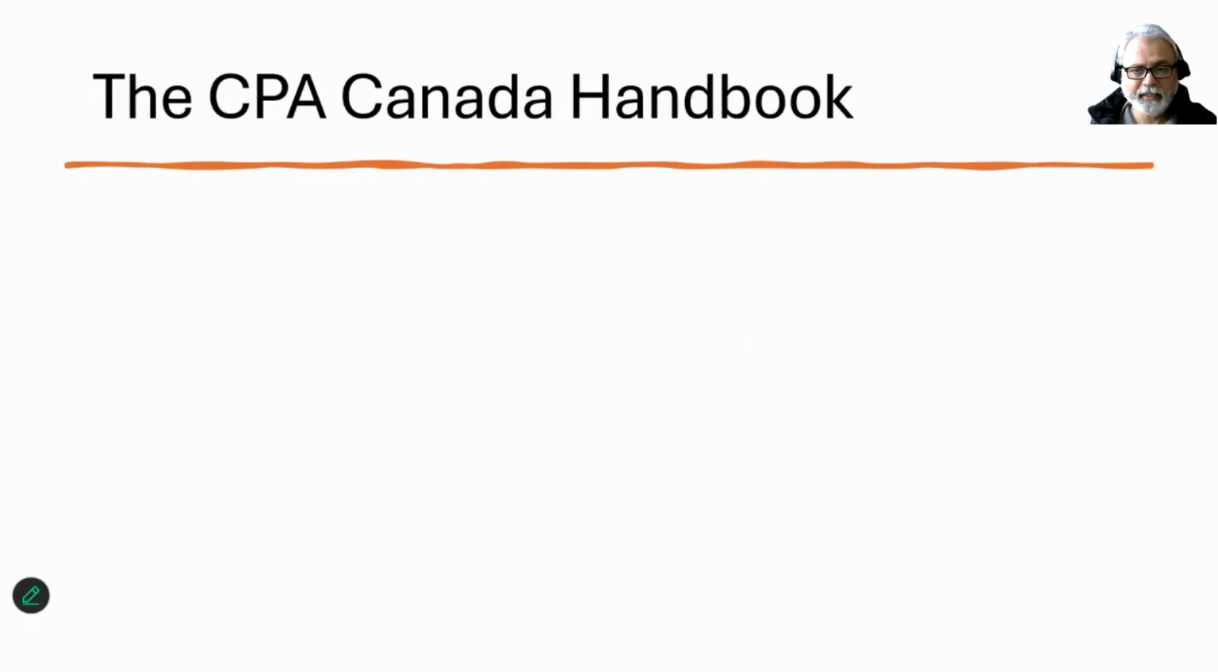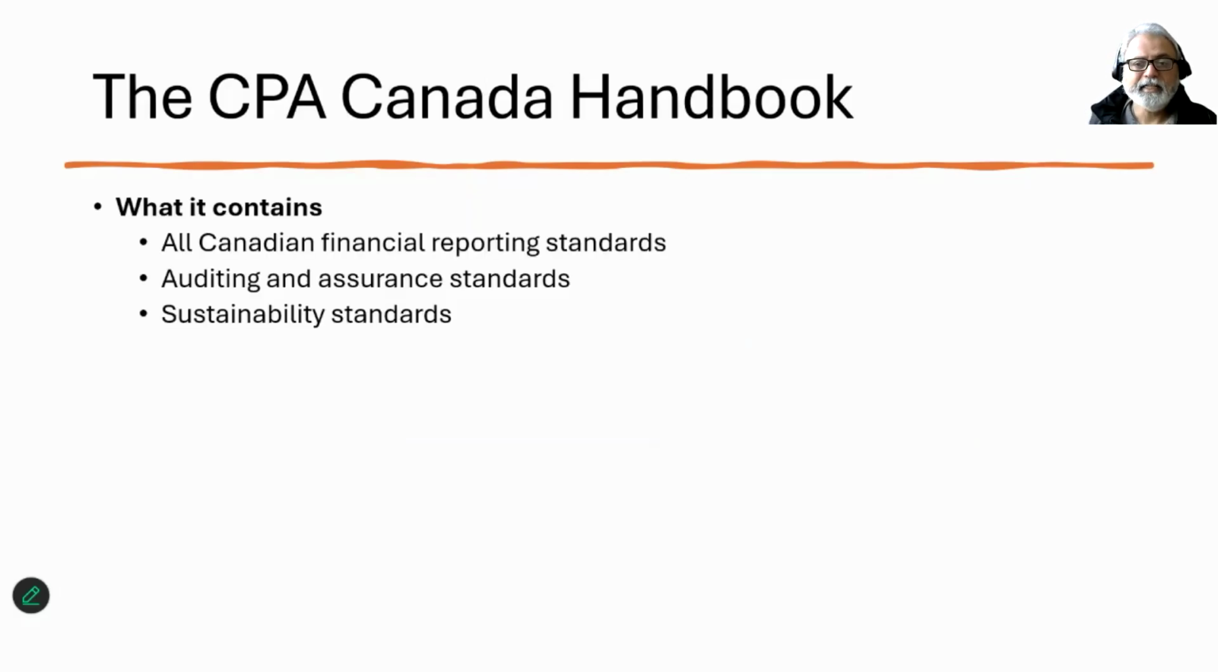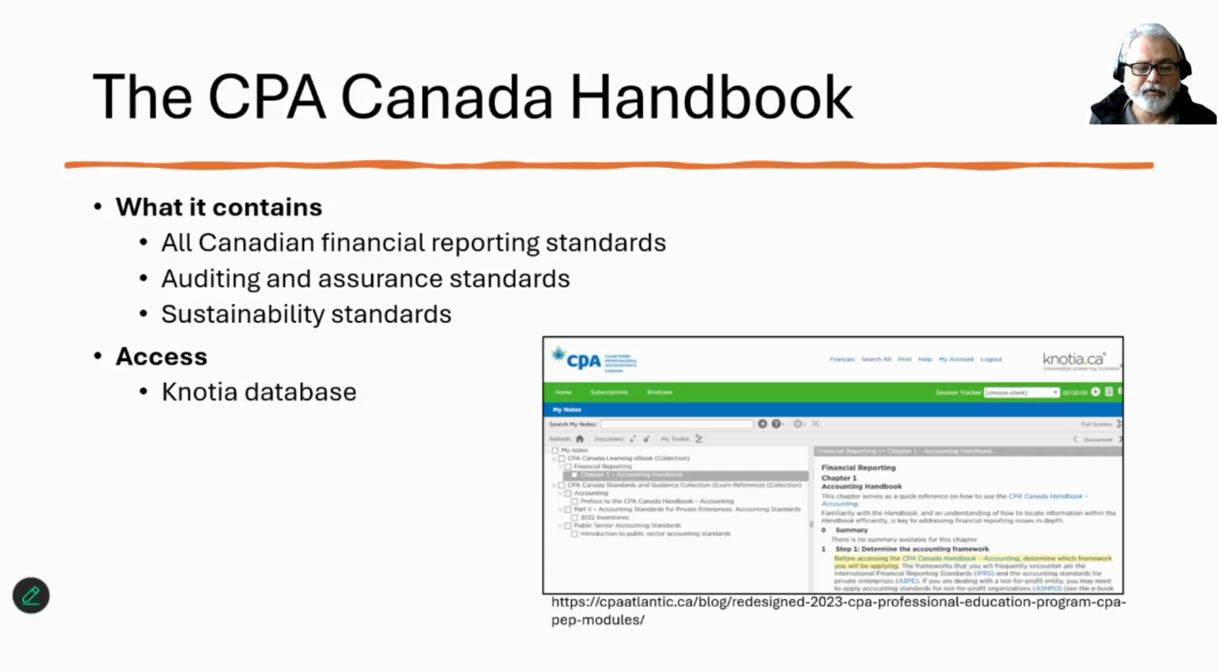Now, I've been mentioning the CPA Canada Handbook. What does it contain? It contains all Canadian financial reporting standards, as well as auditing and assurance standards. And the recent addition to that is sustainability standards. Where can you locate it? Well, you can locate it under a specialized database called NOSHA, which is in collaboration with CPA Canada. At Mount Royal University, we subscribe to the NOSHA database, and you will find a link to the NOSHA database on your D2L website. And from time to time in class, I will be pulling up the NOSHA database to demonstrate how we can use it.